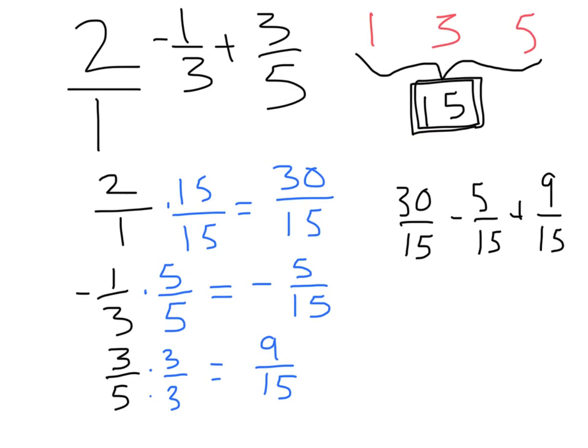So now if we add up all these numerators on top, we're going to have 30 minus 5, that gives us 25. And 25 plus 9, that's going to give us 34. So we're going to have an answer of 34 over 15. And there we go.